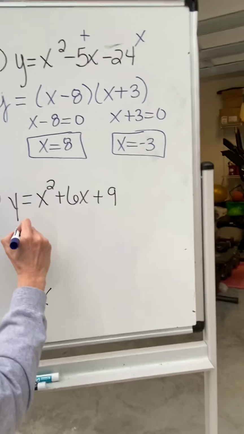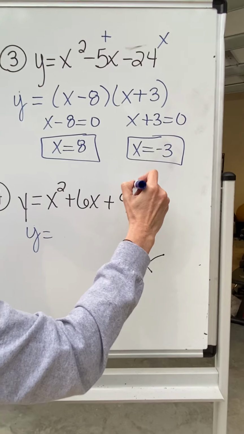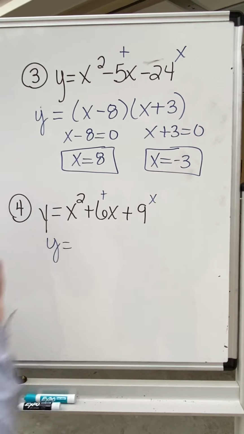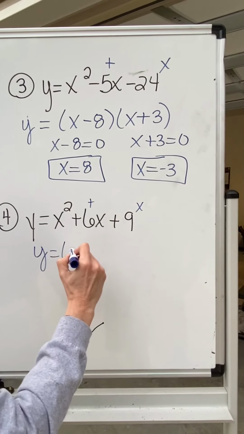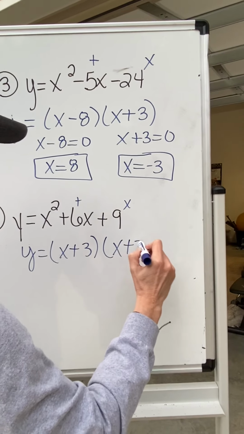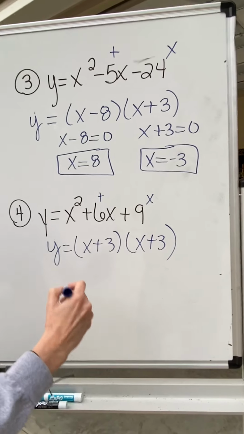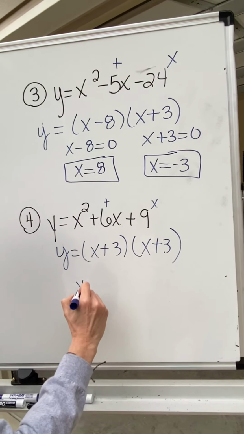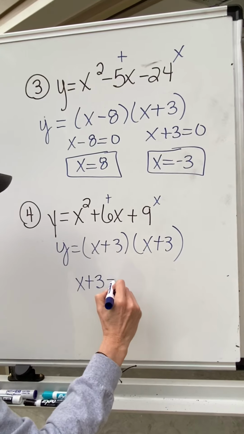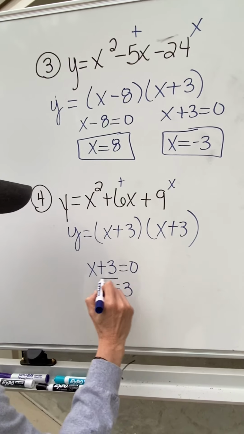All right, the last one. If you think of two numbers that give you a product of 9 and a sum of 6, those two factors are going to be x plus 3 and x plus 3, okay? These are the exact same, so you only have to set one of those equal to 0. So that would be x plus 3 is equal to 0. Your x value is going to be -3.